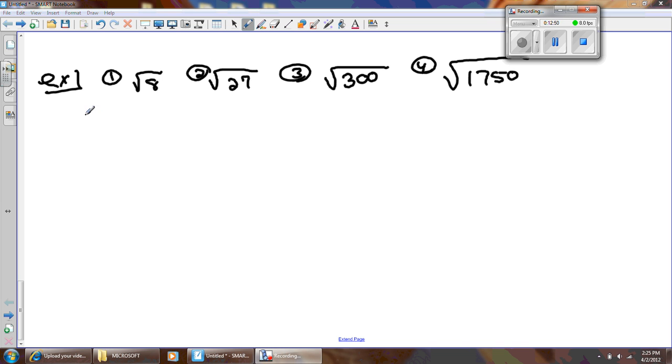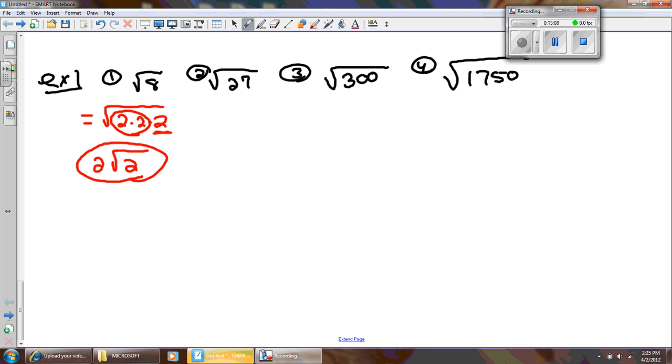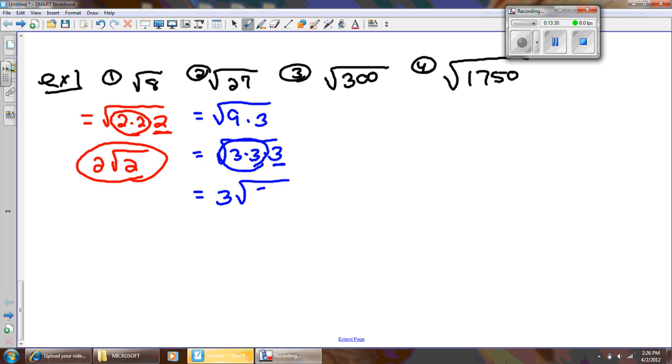I'll start with number 1. I know rad 8 is the same as 2 times 2 times 2. Could have said 4 times 2 if I wanted. I've got a pair of 2's that get to leave the house on one date, and there's a 2 left inside. So my simplified answer is 2 rad 2. Okay, rad 27. I can think about rad 27 as 9 times 3, and then I can break that down further as 3 times 3 times 3. These 3's can leave the house on one date. I'll have 3 with a rad 3 left inside. And there we go. This stuff's easy.